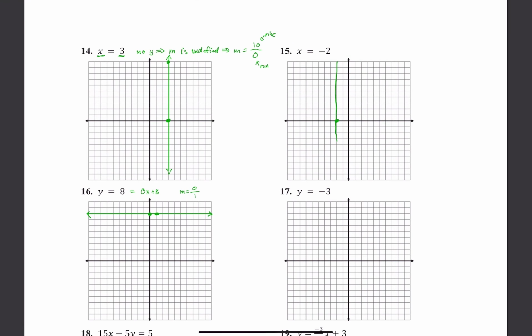All right, so 15 is going to be a vertical line through x equal to negative 2, and 17 is going to be a horizontal line through y equal to negative 3. How y'all do?